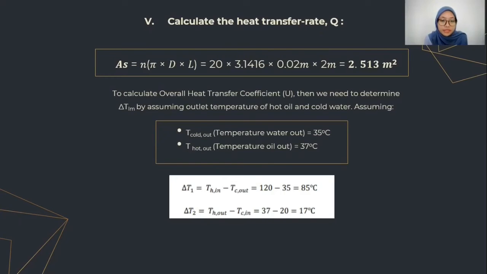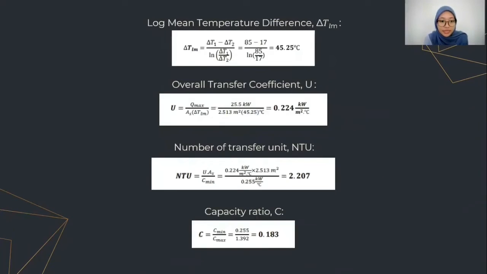Next, to calculate the overall heat transfer coefficient U, we need to determine the log mean temperature difference. This is where we use the LMTD method by assuming the outlet temperature of water, which is 35 degrees Celsius, and the hot oil, which is 37 degrees Celsius. Then, we shall find the temperature difference between the two fluids at the two ends, inlet and outlet, where delta T1 is found to be 85 degrees Celsius and delta T2 is 17 degrees Celsius. Next, after finding delta T1 and delta T2, we can compute the log mean temperature difference, delta TLM, by using the following equation, and we get the value 45.25 degrees Celsius.